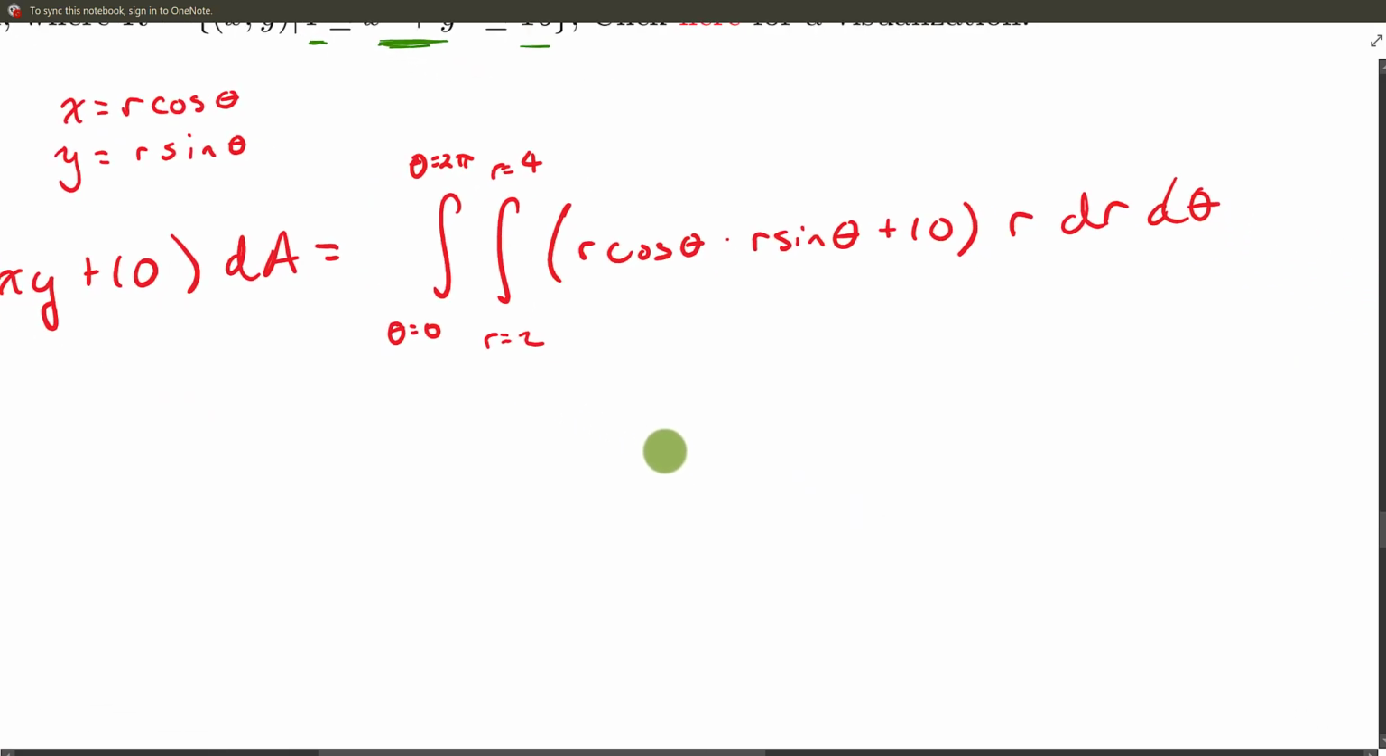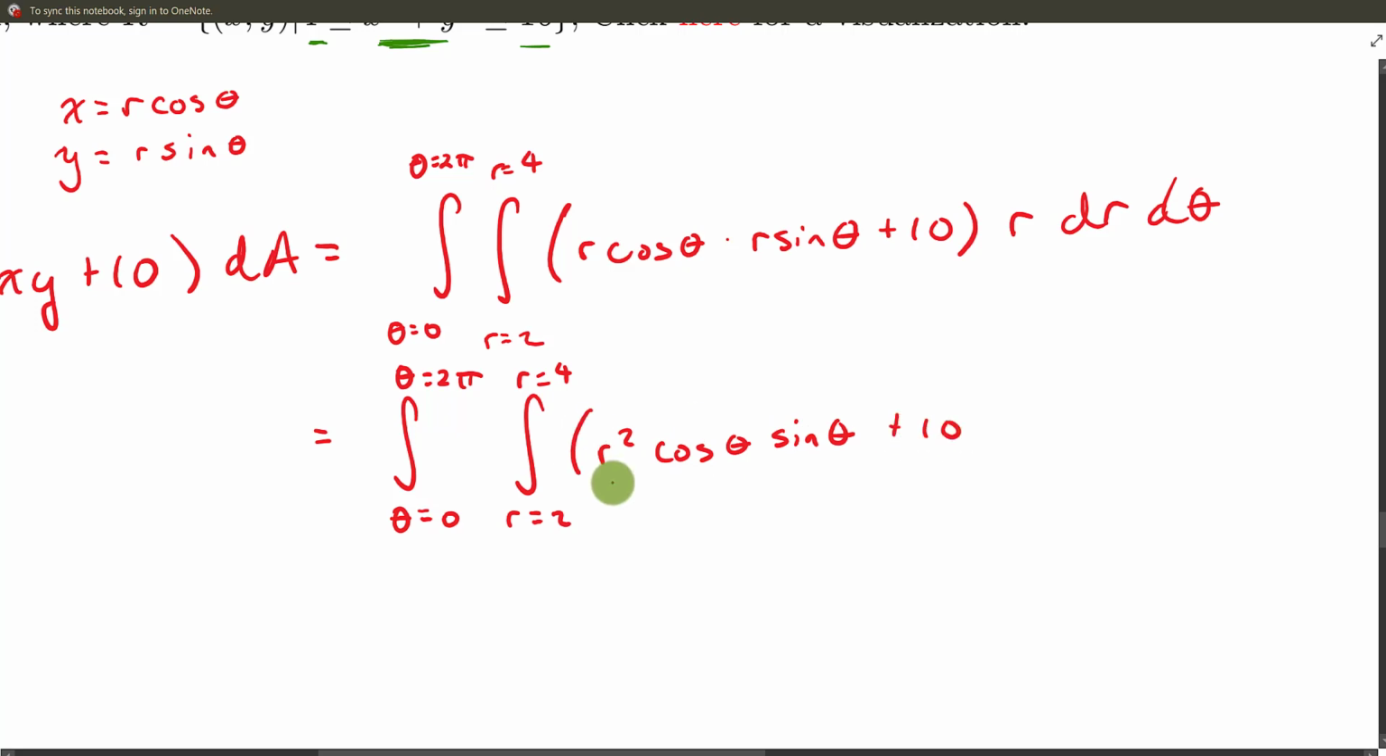Okay, so now, as far as the new calculus is concerned, we're done with the problem. It's just simply evaluating this. So let's see here, we've got the integral from theta equals 0 to theta equals 2 pi of the integral, this iterated integral here, r equals 2 to r equals 4. And then we could rewrite this as r squared cosine theta sine theta plus 10 sitting inside there, and then times another factor of r, dr d theta.